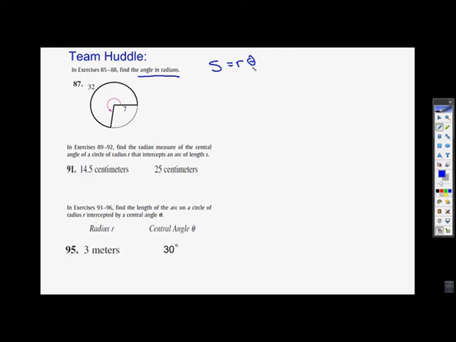We want to know how much this angle is. Well, S equals R times theta. We have 2 of the 3. We know that S is 32. We know the radius is 7, and we're solving for theta. So here we're going to divide both sides by 7. And we get theta equals 32/7. And if we want to convert that into a decimal, we divide. And we get approximately 4.57 radians.